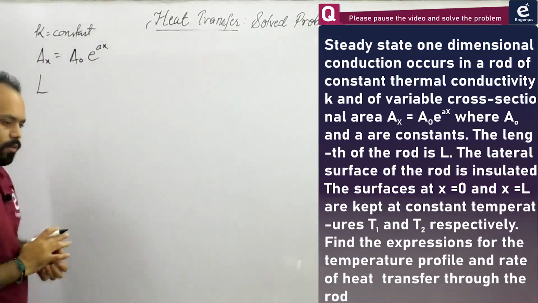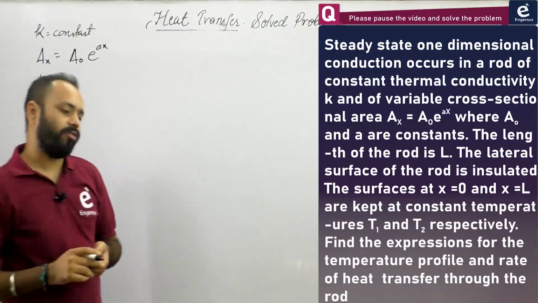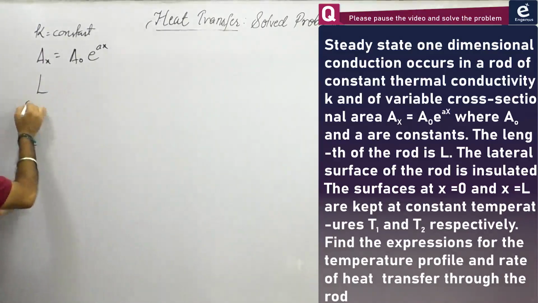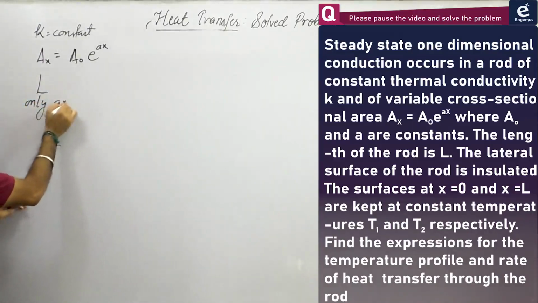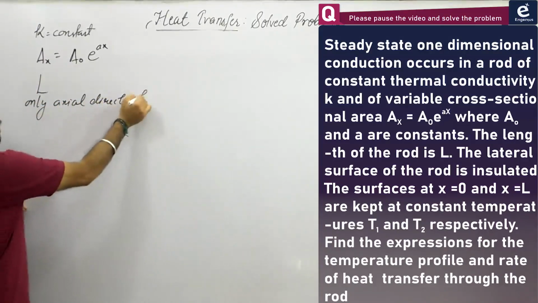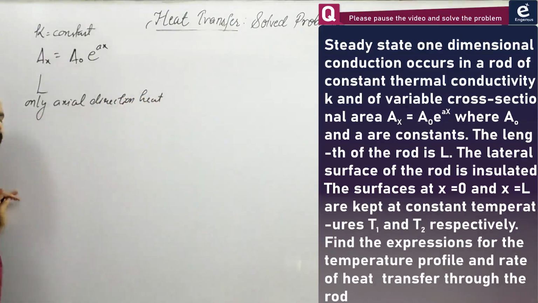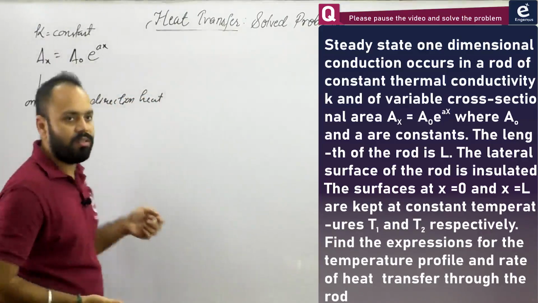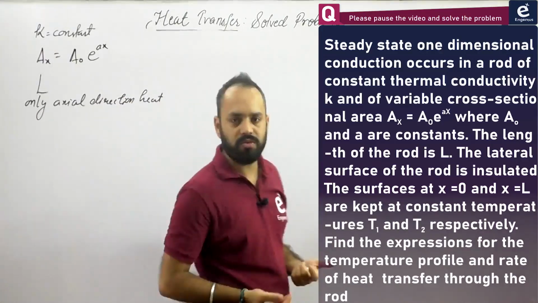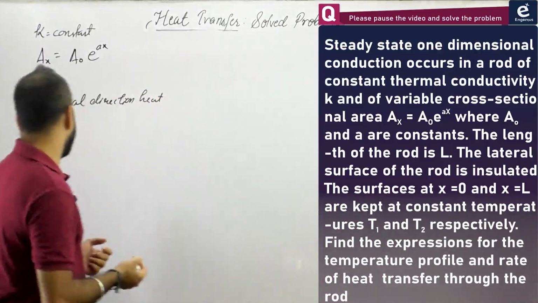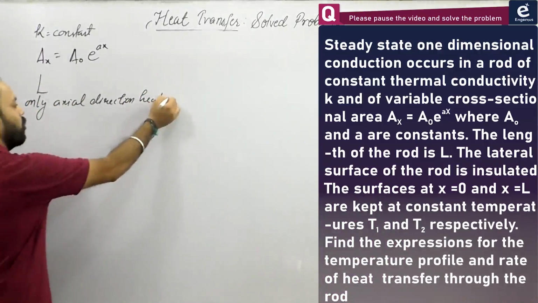ठीक है. K is constant. The lateral surface of the rod is well insulated. It means only axial direction heat transfer. Only axial direction heat transfer. ठीक है. Lateral surface insulate होने का मतलब है कि radial direction में कोई heat transfer नहीं हो रहा है. देखो इसको rod बोल रहा है and still this rod is not cylindrical. Normally the rod word is used for a cylindrical body, but this is not cylindrical. This is a variable area body, right? Only axial direction heat transfer.